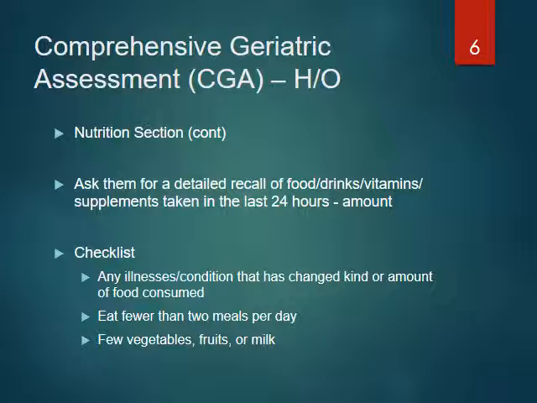Asking about vitamins and supplements is going to be really important as well, because depending on your patient and their health literacy, they may not even consider supplements to be a medication per se, or realize that they could have interactions with some of their other medications. So it's important to assess for that when talking about nutrition status. On the checklist, you're going to be looking at whether any illnesses or conditions are changing the amount of food the patient is consuming. Are they not eating frequently enough? Are they getting appropriate amounts of vegetables, fruits, milk, things like that? All of these things are important when assessing your elderly patients.